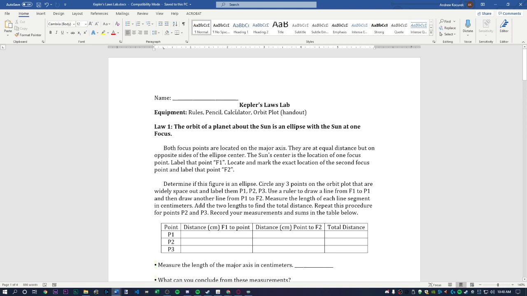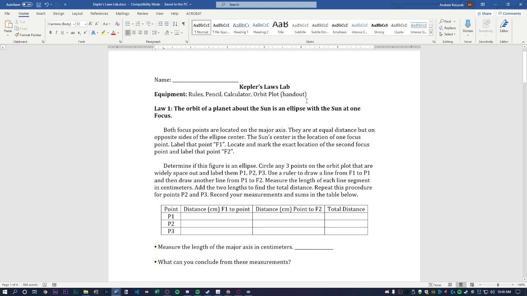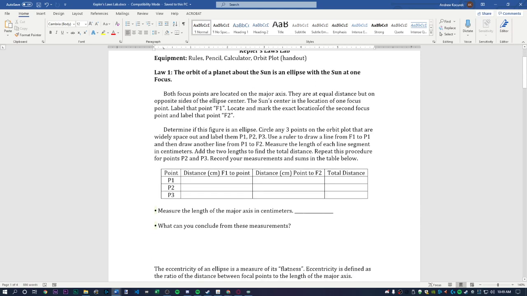But let's go over the first law. So you're going to need to print that out in some form or fashion. I don't see any way that you could do this on a computer. I guess you could measure with a ruler on your monitor or something, and if you can, feel free. But I would highly recommend that you actually print this out.